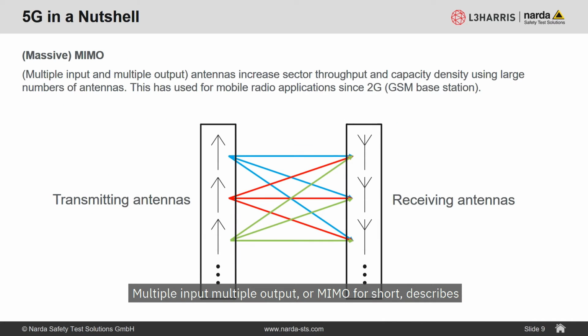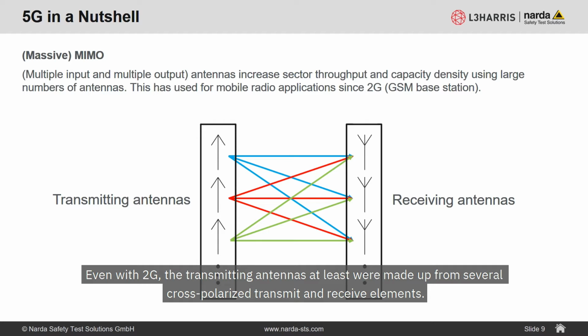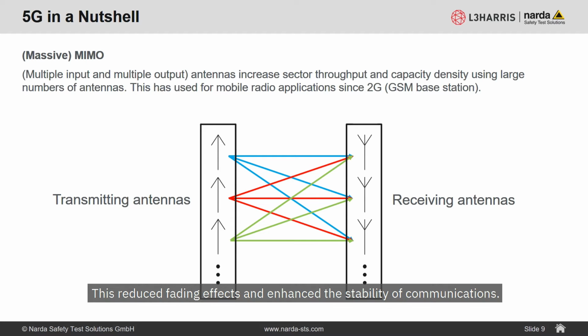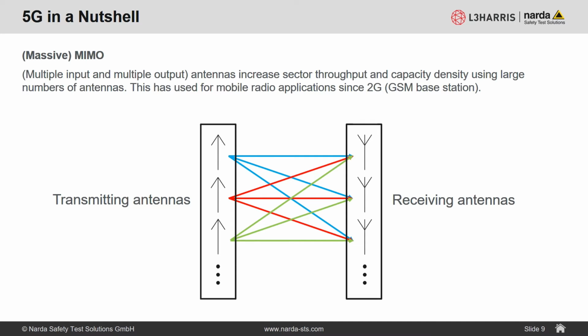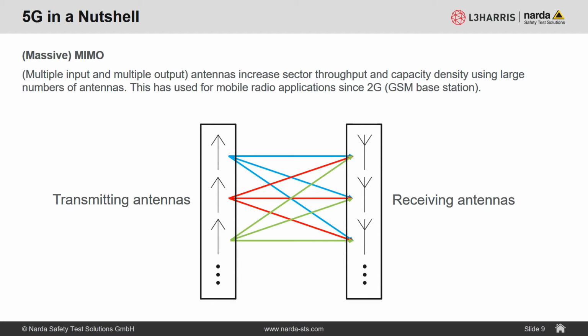Multiple input, multiple output, or MIMO for short, describes an antenna that does not consist of just one dipole, but of many. And these dipoles often have different polarization. Even with 2G, the transmitting antennas at least were made up of several cross-polarized transmit and receive elements. This reduced fading effects and enhanced the stability of communications. If a MIMO antenna is also used in a handset, MIMO can also be used to increase transmission capacity.